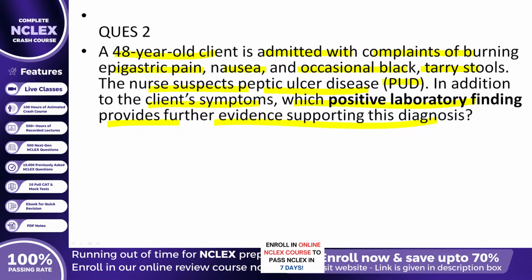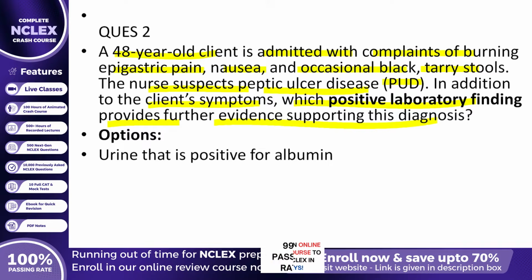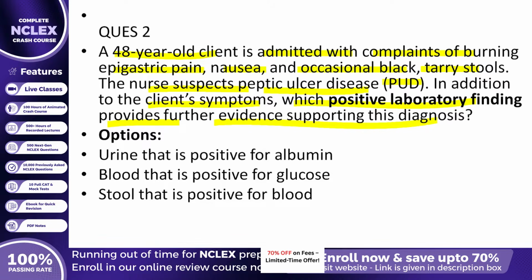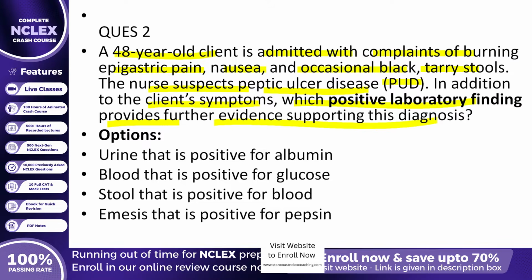The options are as follows. Option 1 suggests urine that is positive for albumin. Option 2 indicates blood that is positive for glucose. Option 3 states stool that is positive for blood. And option 4 mentions emesis that is positive for pepsin. The correct answer is option 3, stool that is positive for blood.